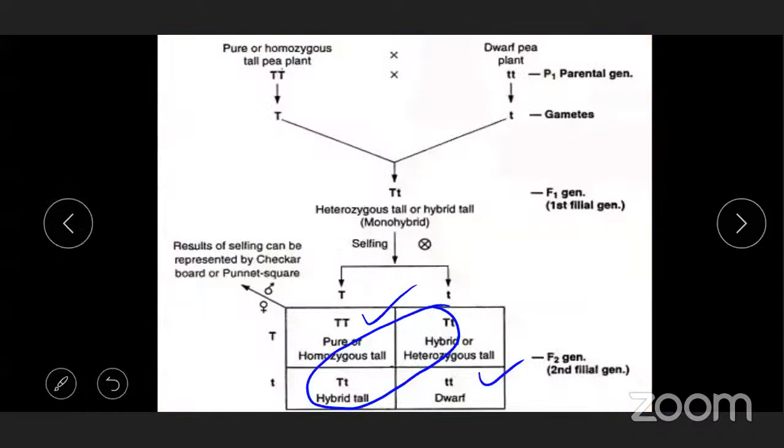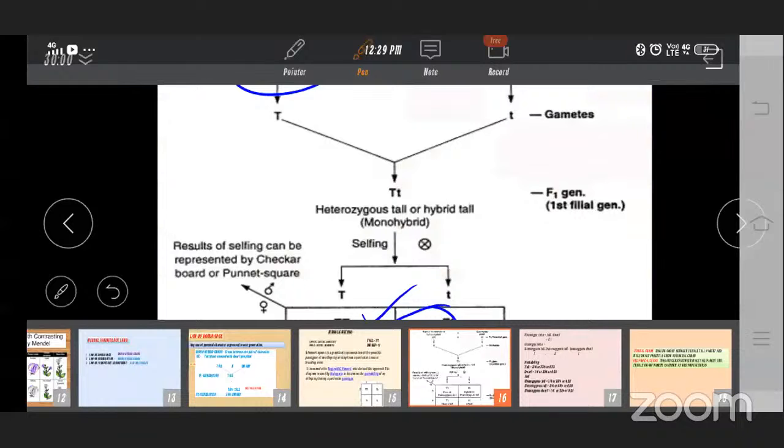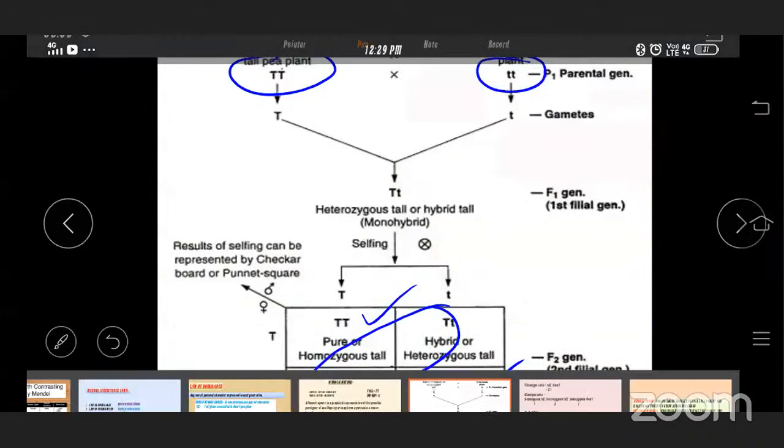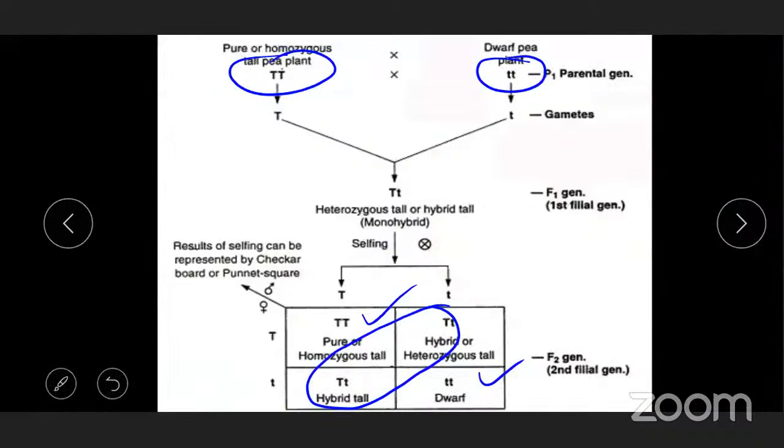See, what is that? So we have to take this parent as the female. So this parent is the male. To make male and female parents from the tall plant, we have to cut the anthers or stamens. That means emasculation.